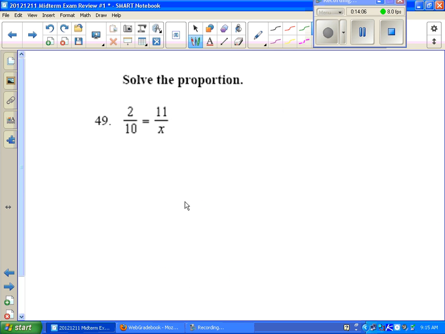Okay, proportions are easy. With this one, all you have to do is cross multiply. 2 over 10 equals 11 over x. 2 times x is 2x, equals 10 times 11 is 110. So 2x equals 110, or 2 times x, divide by 2. Divide the left, you have to divide the right. These will cancel. X equals 55.